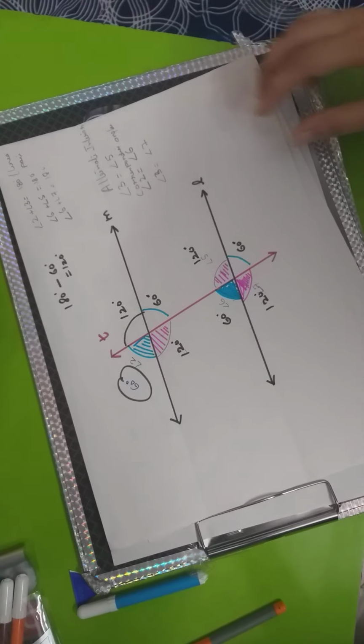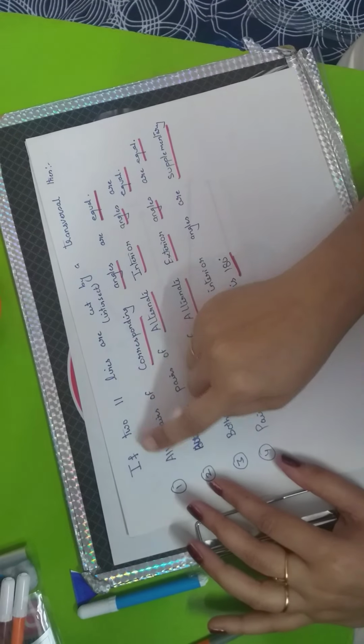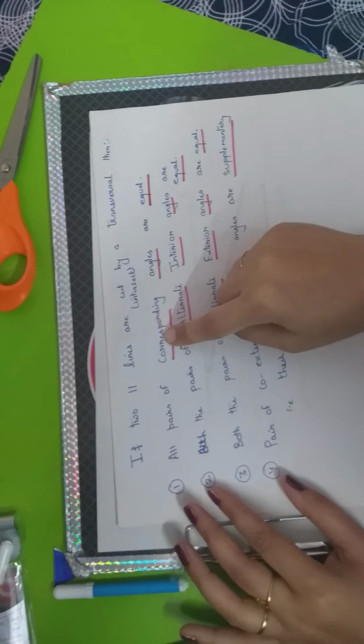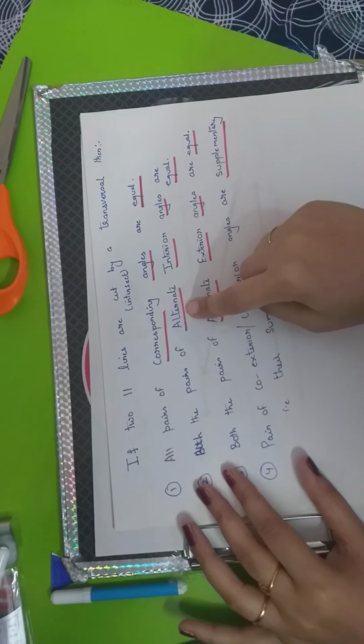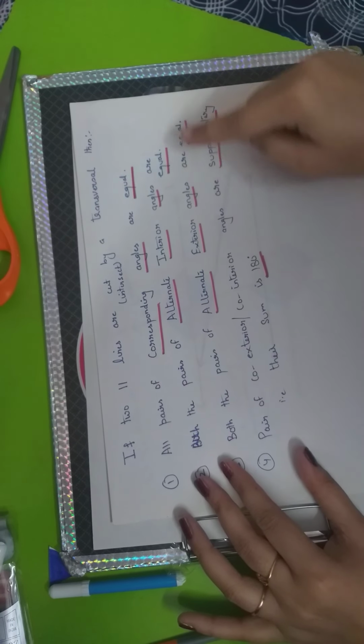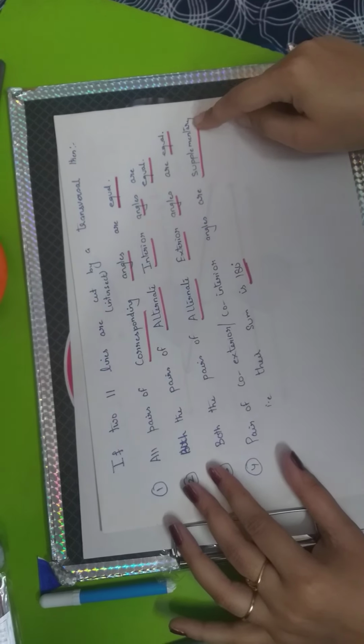So I hope you have enjoyed the activity. Try the activity at home. The conclusion you learn today: if two parallel lines are cut by a transversal, then corresponding angles are equal, alternate interior angles are equal, alternate exterior angles are equal, and co-exterior and co-interior angles are supplementary.